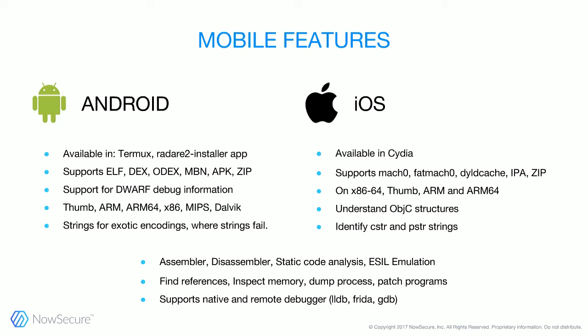On iOS, you can find R2 in Cydia, in a specific repository. It supports all the native file formats like Mach-O, FAT Mach-O, DYLD cache, etc., and understands all the Objective-C, DWARF, and resolves CFStrings, references, and many other platform-related metadata, which are useful for reverse engineering binaries for these platforms.